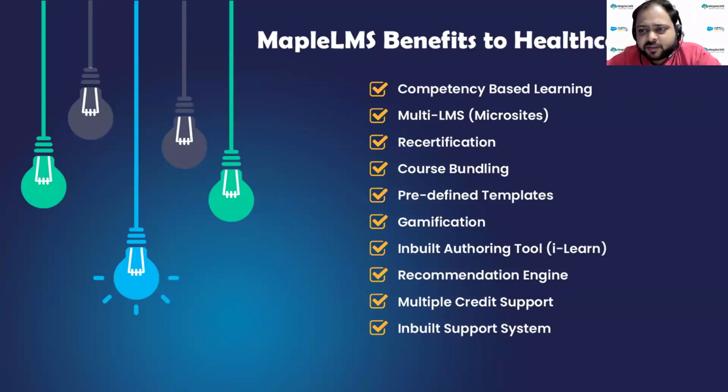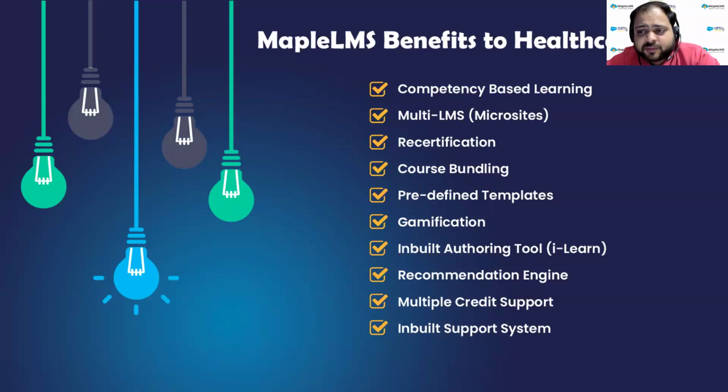And also recommendation engine, we touched upon that a little bit. So the LMS is enabled with the recommendation engine that supports recommendation in a variety of ways. So maybe based on an individual's interest or a direct recommendation from an instructor to a group of users. And multiple credit support system, that's a must have, and MapleLMS is enabled with a functionality where you can self-create your credit type and allocate a credit value. Now, there are so many ways to issue credits, and I believe we'll touch upon some of that as we move into this webinar today.